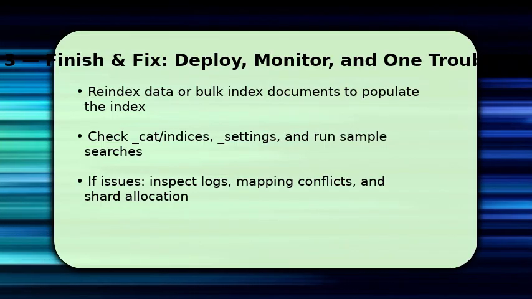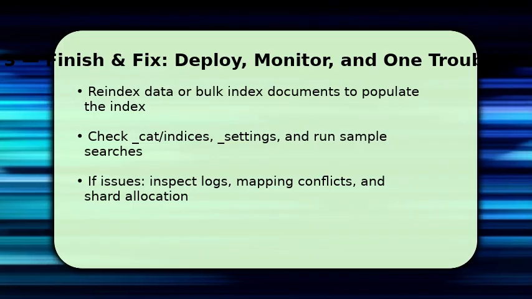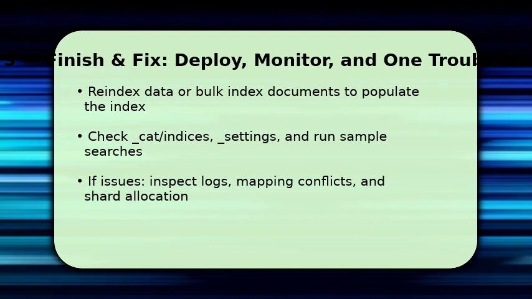If things go wrong, inspect Elasticsearch logs and look for mapping conflicts or shard allocation failures. These are common culprits. Also, reapply correct mappings or use the Reindex API to fix type issues. And remember to update templates when scaling to avoid repeat errors.